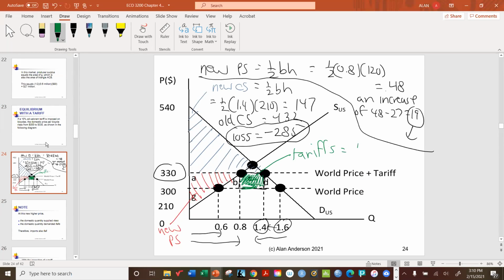And that's equal to 1/2. Actually, it's not, sorry, this is a rectangle. There's no 1/2. It's just base times height, which is 0.6 million imported bicycles at $30 each. That's 18. Wow, that's not much.